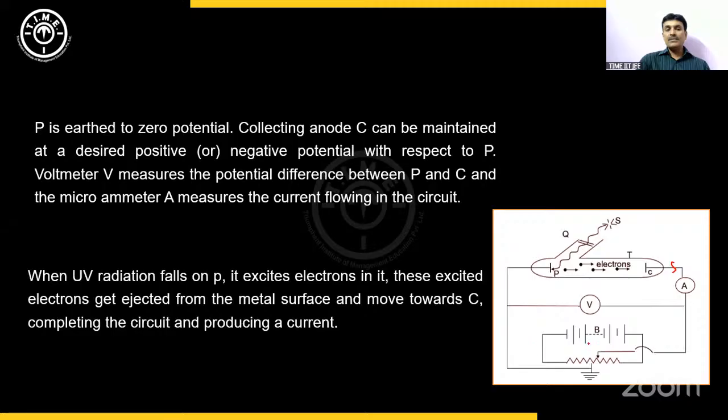When UV radiation falls on plate P from this source S, the radiation excites the electrons in the metal plate, and if the electrons gain sufficient energy, more than or equal to the energy with which they are bound to the metal surface, then there is every possibility for these electrons to get ejected from the metal plate. Now these electrons will move towards the collecting anode, constituting current. That current is measured by this microammeter. Understood? That is the photoelectric effect experiment.